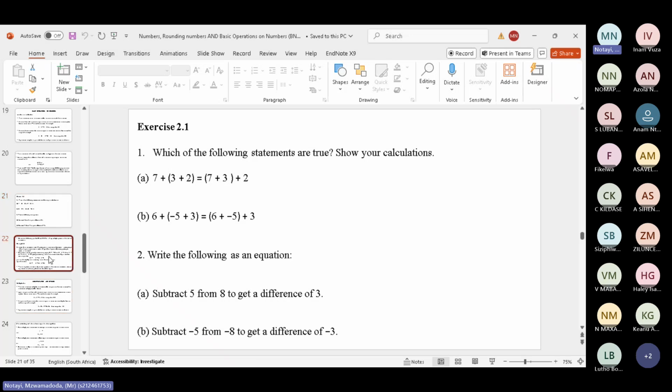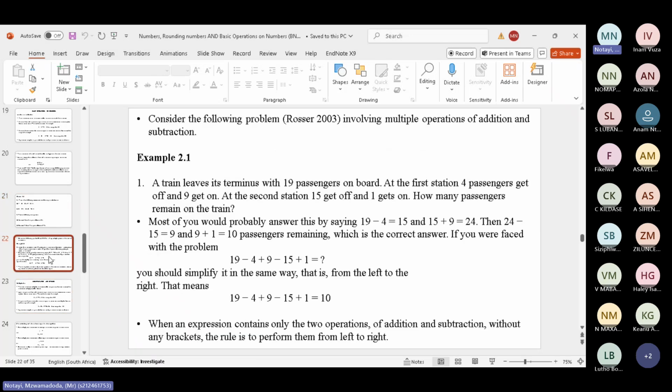Okay, let's continue. Consider the following problem involving multiple operations of addition and subtraction. An example is given where a train leaves its terminus with 19 passengers on board. At the first station, 4 passengers get off and 9 get on. At the second station, 15 get off and 1 gets on. How many passengers remain on the train?